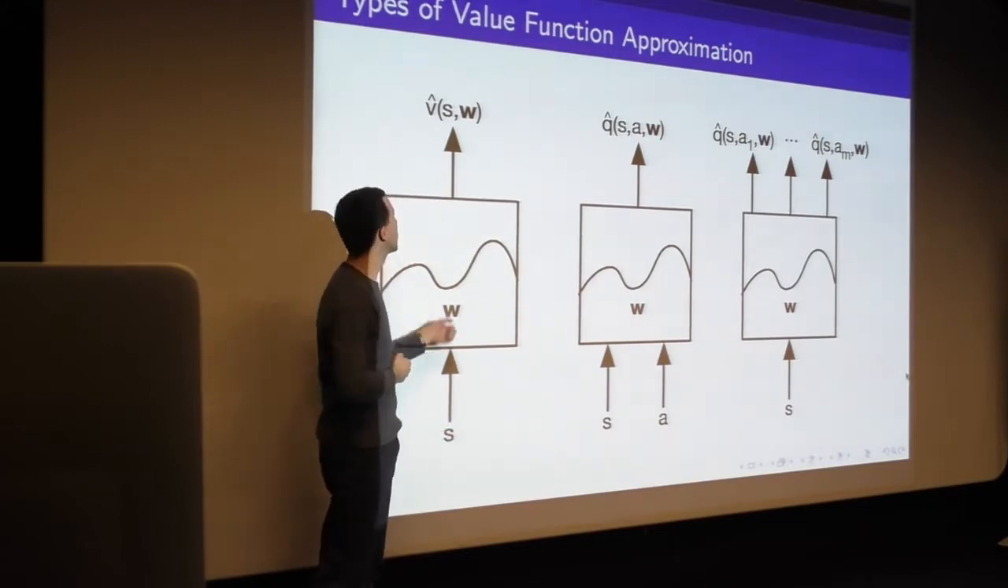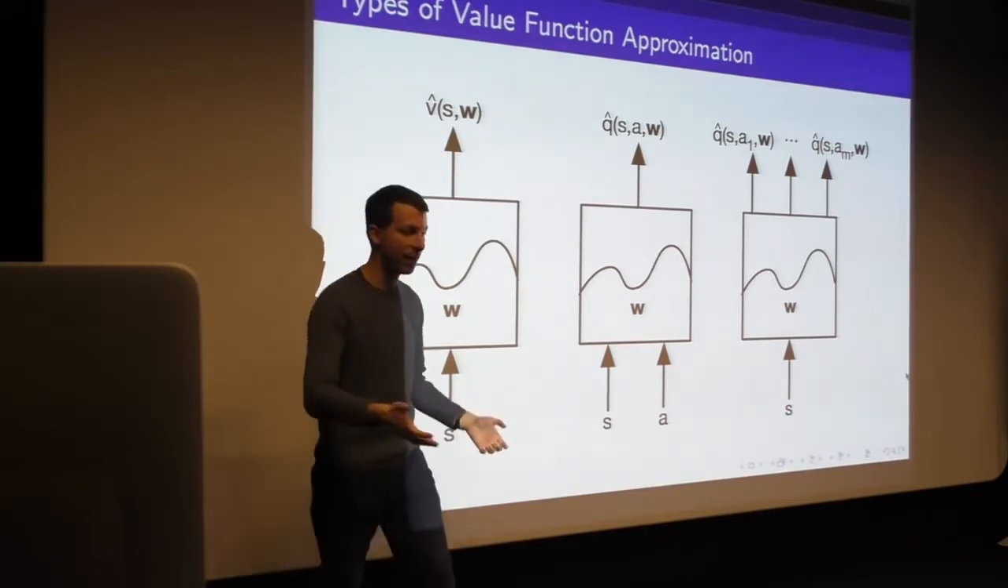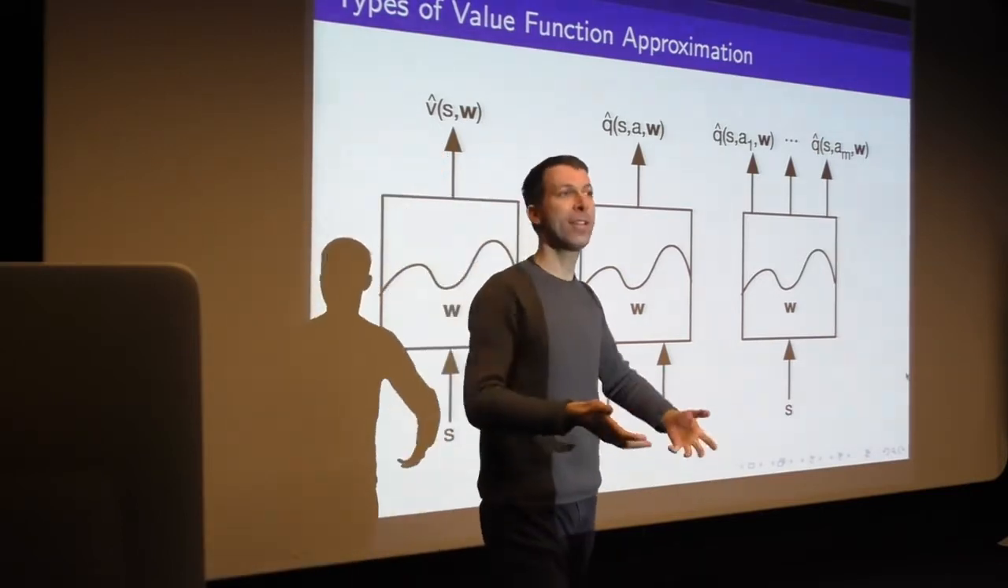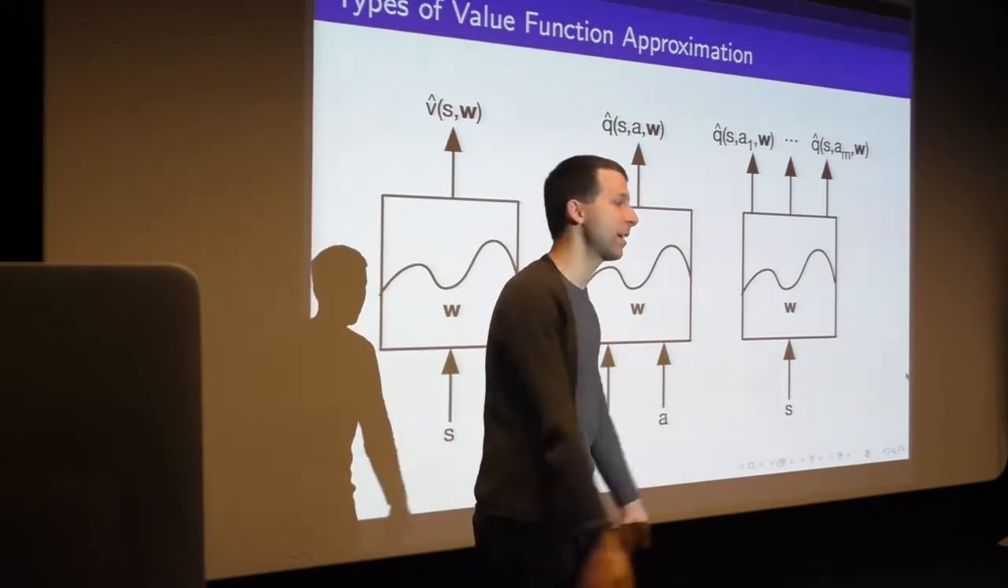So we feed in S, and this thing estimates how good it is to be in S. So we feed in, I'm in this state over here, and this thing says, aha, you're going to get 7.6 units of reward discounted over the rest of your trajectory.